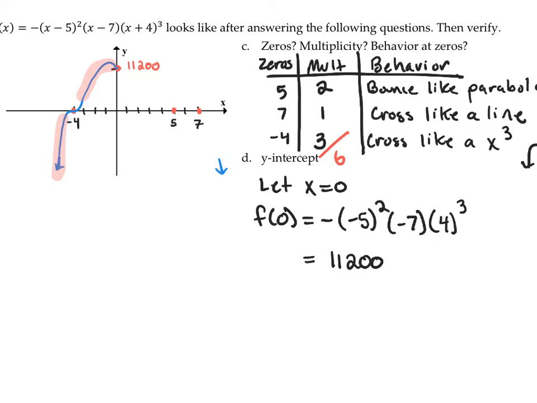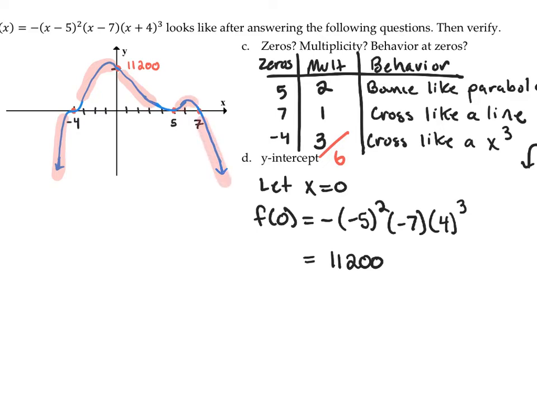Okay, now I need to head down to that other x-intercept at 5 where I'm going to bounce. So I head down, and I need to bounce like a parabola does. So I do something like that. And I know I need to turn back around because I need to cross through this other x-intercept like a line. So I'm going to turn around somewhere and cross like a line and just meet up with that other piece.